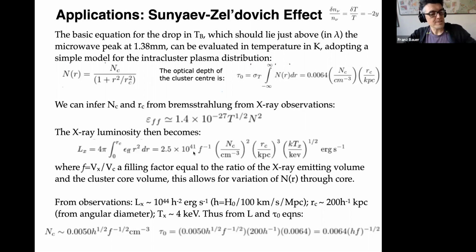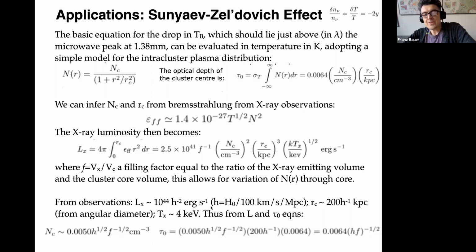And we also have a filling factor here, which is basically the ratio of the X-ray emitting volume to the cluster core volume, which might not be exactly 1. And so this allows you to have a variation in n_e through the core, which may be important for some clusters because they're not relaxed, but it's a small perturbation.